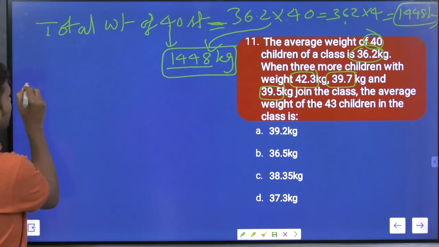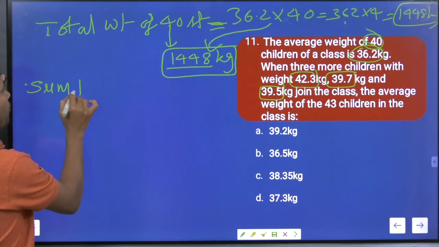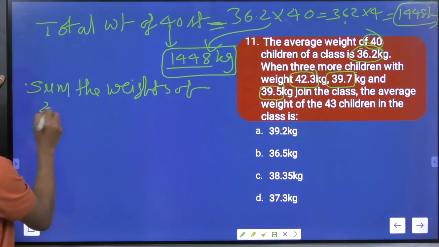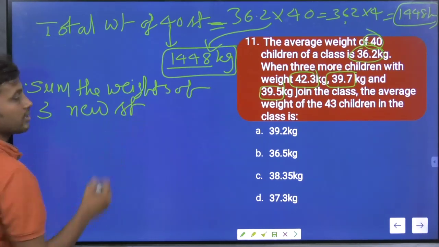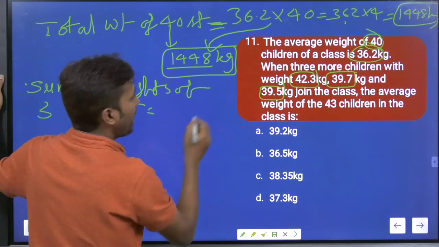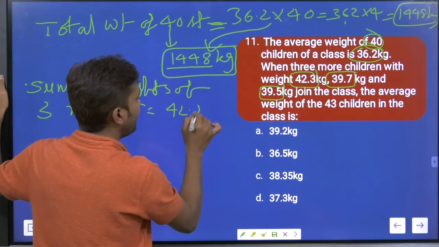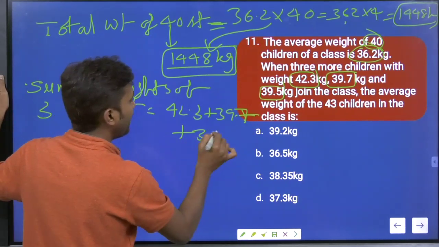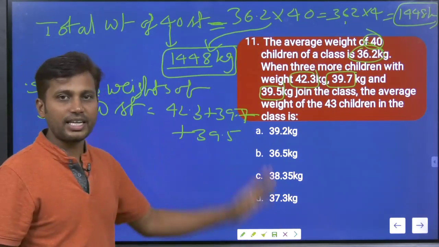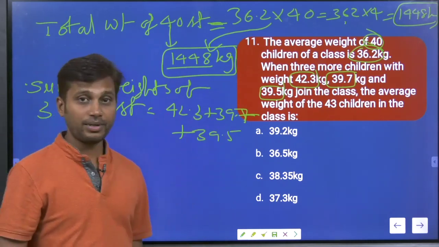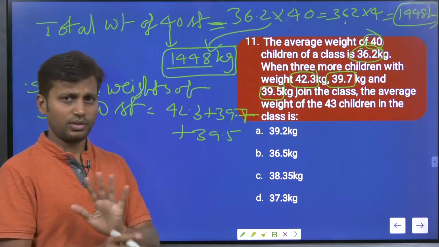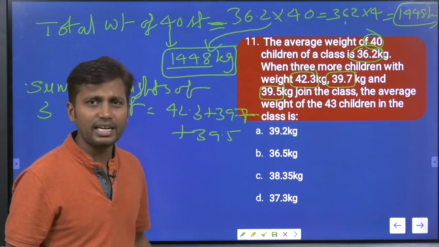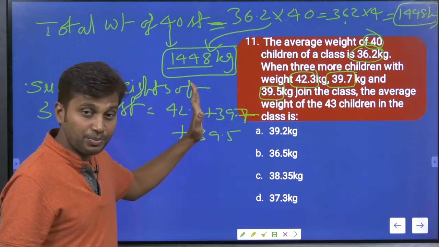I am writing here, sum of the weights of 3 new students. What would that be? We need to add all of them together or not? 42.3 plus 39.7 plus 39.5. We need to add. Again, it's the biggest challenge for everyone, because here there are decimal numbers, everyone will panic. Don't worry about it. I'm telling you one process. Add the integral part of the numbers. Integral part means the numbers before the decimals.